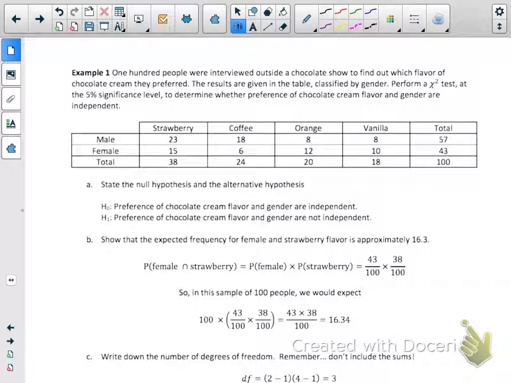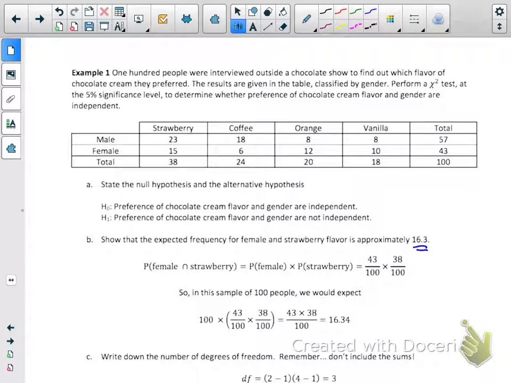All right, so we've got the first example here. We've got all of our data points that we're going to put into our calculator. We're going to state the null and the alternate hypothesis, and then we're going to do some of this math by hand. So, state the hypotheses here. The preference of the chocolate cream flavor and gender are independent. These are all different types of chocolate cream. So the preference and the gender are independent. That's my null hypothesis. They are not independent. That's my alternate hypothesis.